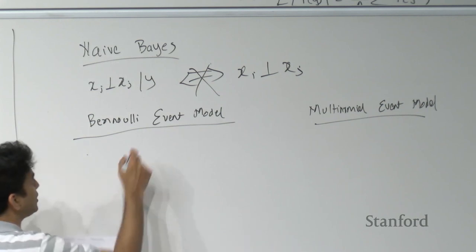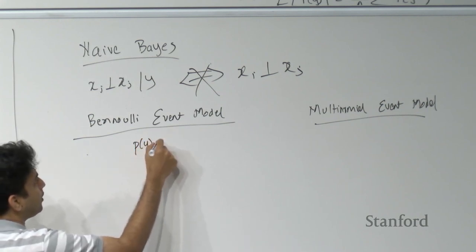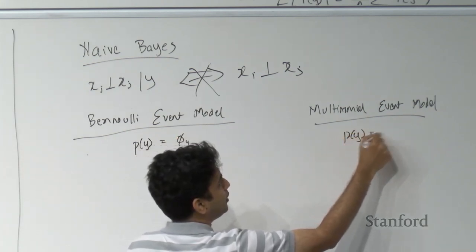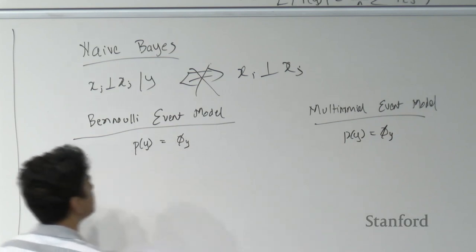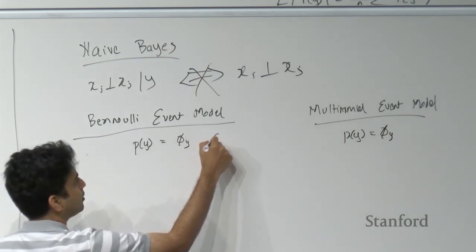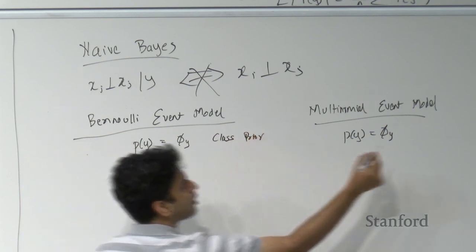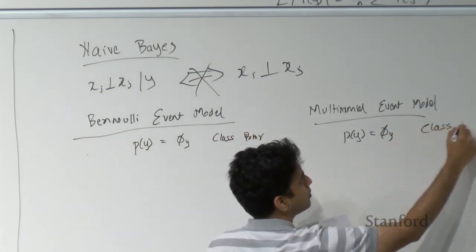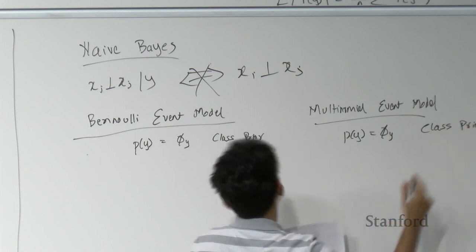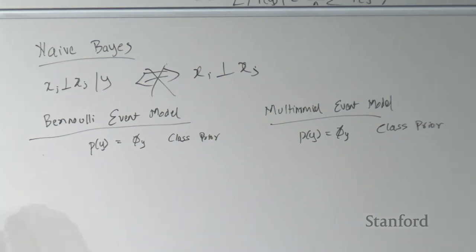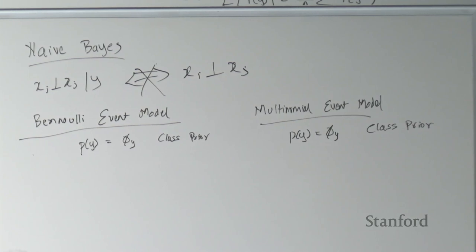in both of these event models, we assume P of Y is equal to phi Y, right? So this is the class prior. The class prior is what fraction of all the messages that you encounter will be spammy in general, right? Without even looking at the content of the messages. That's just the class prior.